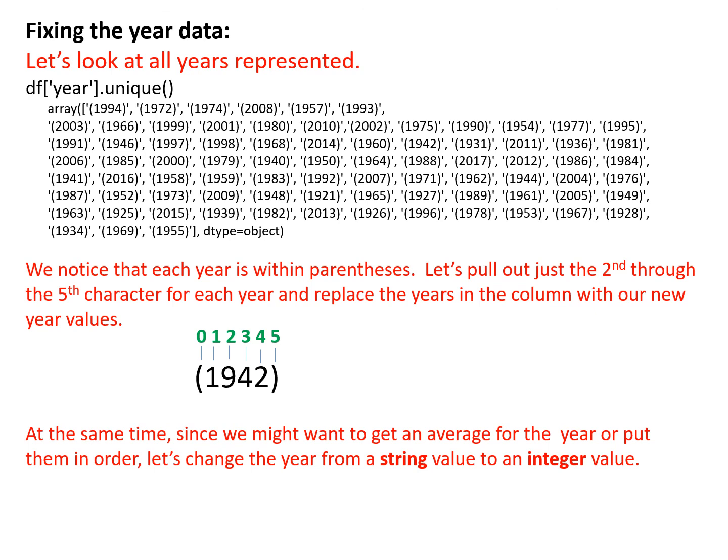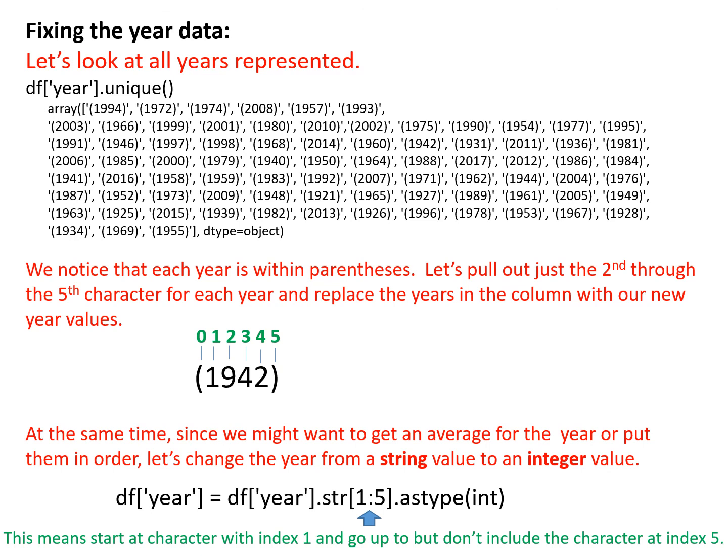As I said before, while we're stripping out those parentheses, we'd also like to change those to numbers so that we could get an average at some point if we want to. So here's what we do to accomplish those two things. First, let's look at the left side, df year. That just represents a column in our data frame, the column that's labeled year. We're going to be replacing that with whatever we have on the right-hand side.